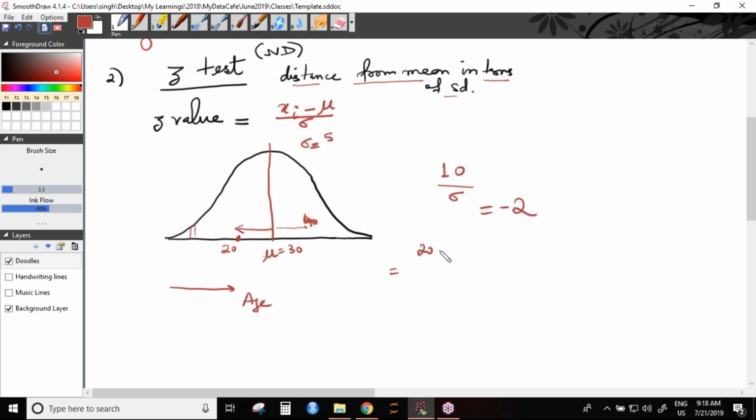Xi is 20, mu is 30, and sigma is 10. So what you get is minus 2. The same thing. So you don't need to actually remember the formula. You can just calculate it using the concept. Okay, so this is the z value.